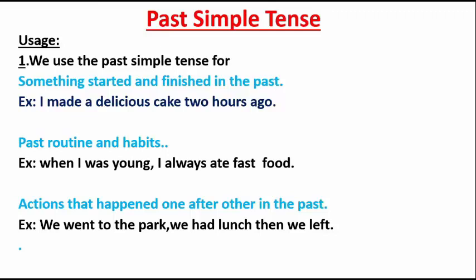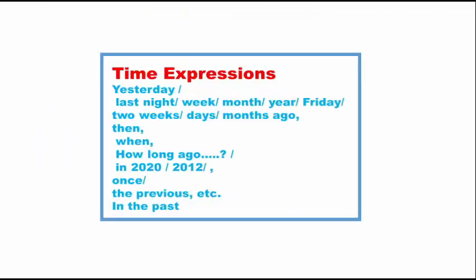So to sum up, why do we use past simple? Number 1, something started and finished in the past. Number 2, habits or routines. Number 3, actions followed each other in the past. So we have time expressions to express past simple, like yesterday, last night, last week, last month, last year, and so on. Ago, 2 days ago, 2 weeks ago, and so on. Then, when, how long ago, in 1999, in 2020, in 2012, and so on. Once, the previous, in the past. All of these time expressions can be used to express past simple.